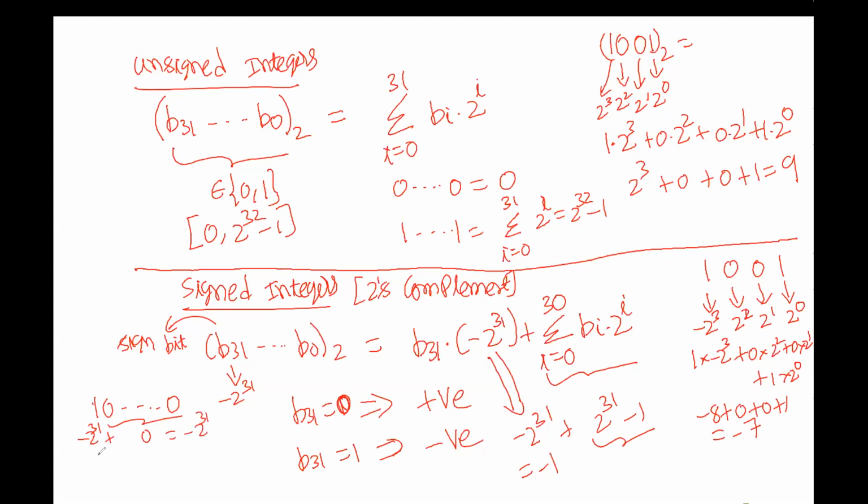And when do you get the most positive value? When the sign bit is equal to 0 and everything else is equal to 1, in which case this is equal to 2 power 31 minus 1. So the range of values that you can represent using this is minus 2 power 31 to 2 power 31 minus 1.